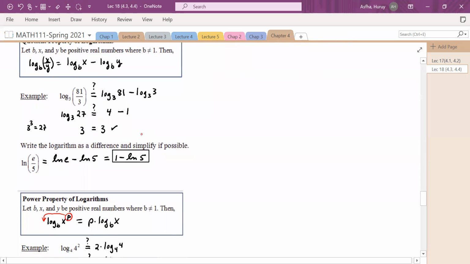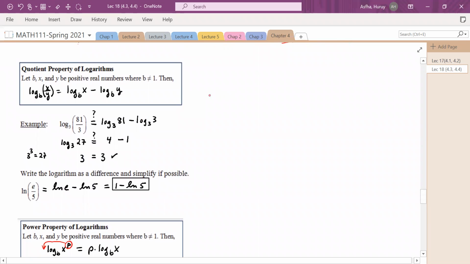And the other property of logarithms is the quotient property, and that one is for y different from 0. Well, we don't want y to be 0, so that it will not be undefined. But if we have this expression, then this is the same as this one. Now, in this case, the addition in the product property becomes subtraction. Okay. Other than that, they are similar. It's the same, similar idea.